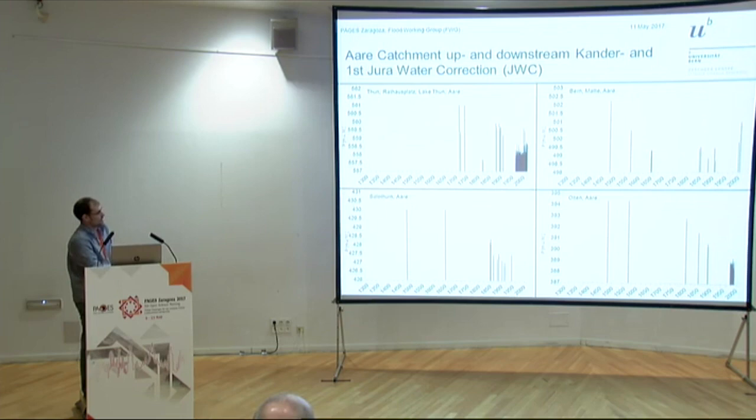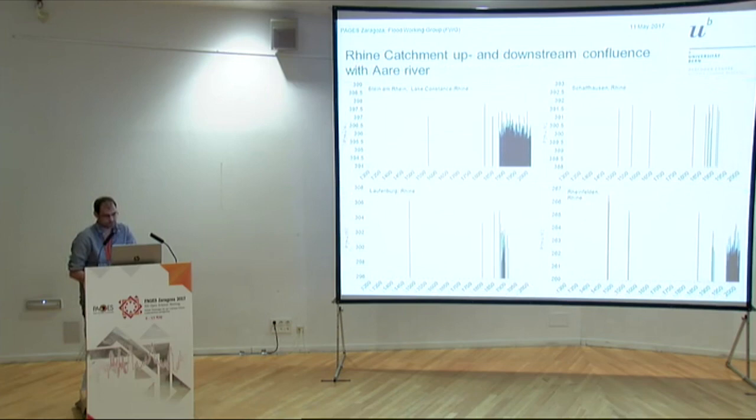Further downstream, we should see both. We should see the influence of Kander correction, and we see it here before Kander correction, after Kander correction, and after the Jura waters correction. And the same is also true for Olten: before Kander correction, after Kander correction, new normal after the Jura waters correction. So if you have a look at the Rhine, we don't see it anymore. If you go further upstream than Basel, we don't see it.